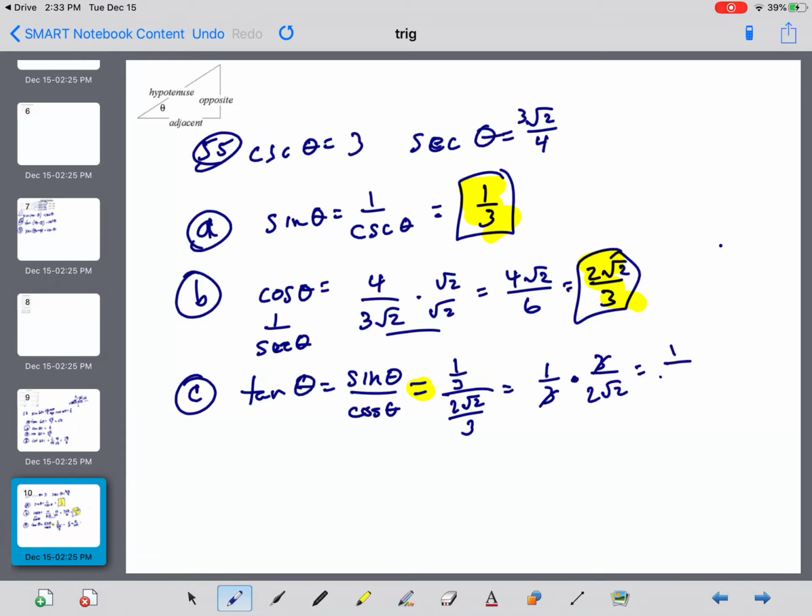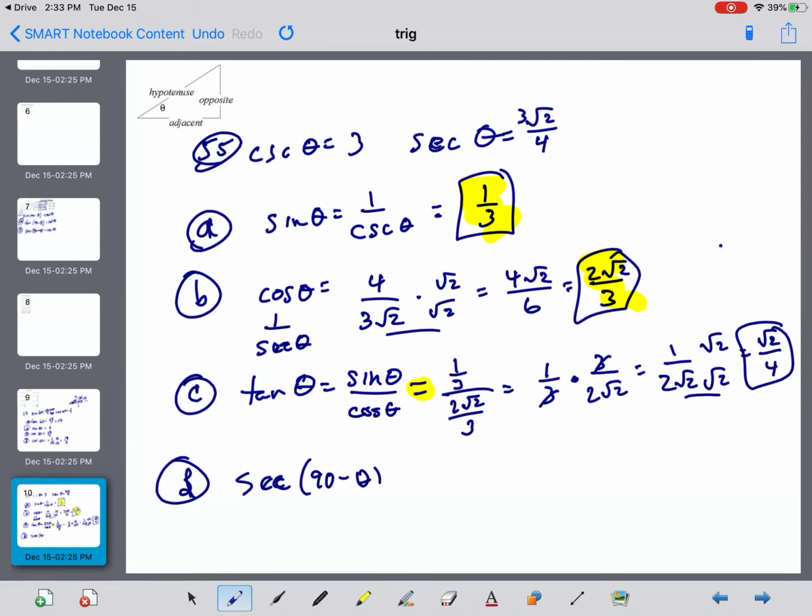1/3 times 3 over 2 radical 2. The 3's cancel, so it's going to be 1 over 2 radical 2, but we can't leave the radical 2 there, so we've got to multiply by radical 2. So radical 2 over 4, because this turns into 2 times 2. Whew.